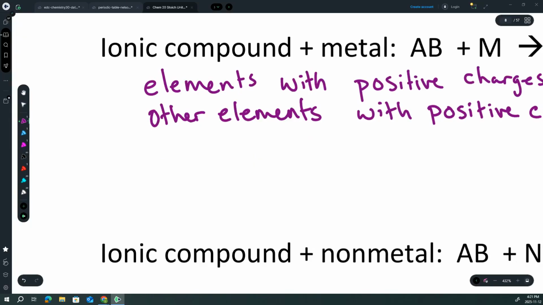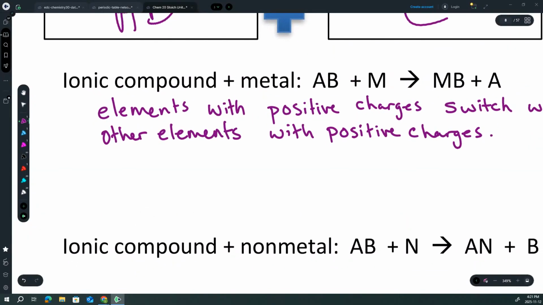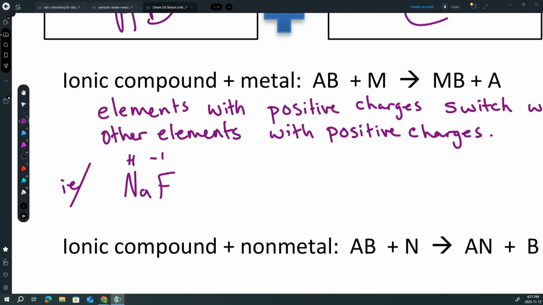For example, let's say we have sodium fluoride. Sodium likes to have a +1 charge, fluoride likes to have a -1 charge. So +1, -1 equals 0, so this is already a balanced compound. I'm going to say this is a solution of sodium fluoride, so this is going to be aq, and we're going to say that it reacts with a piece of potassium metal.